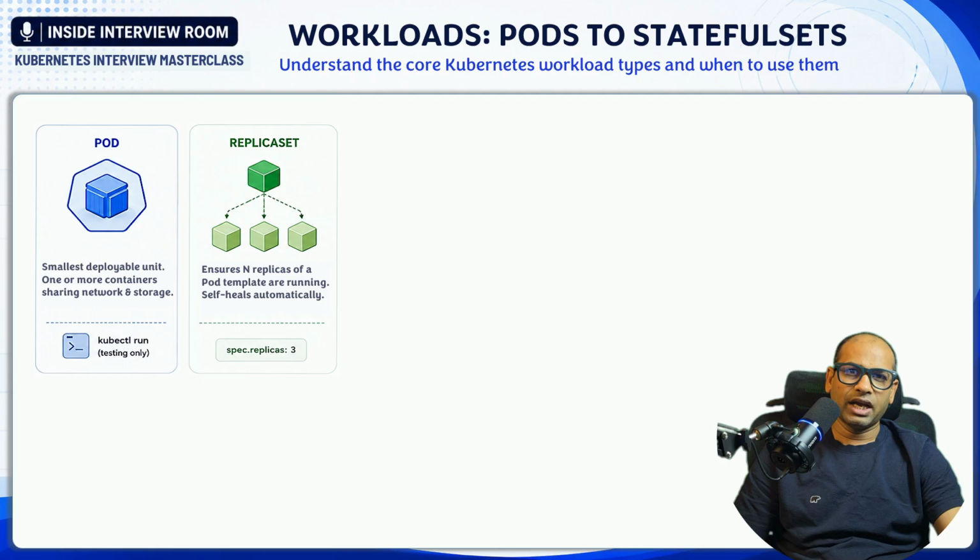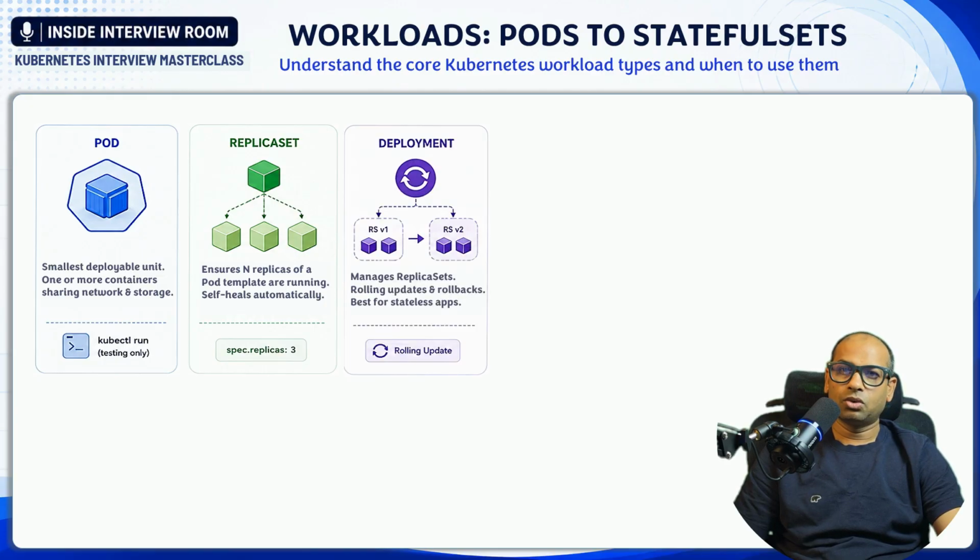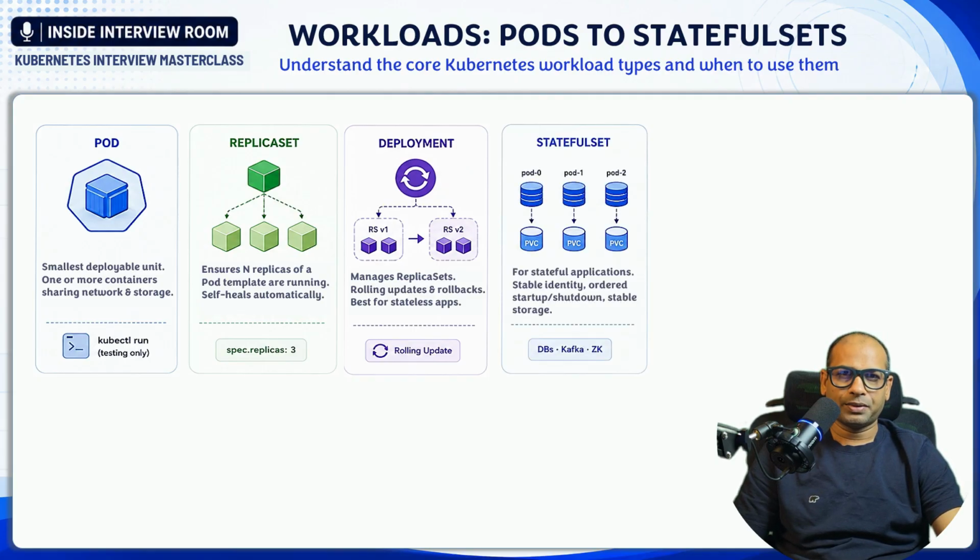ReplicaSet: it ensures N copies of a pod are always running and self-heals. Kill one, it makes another. But you rarely touch ReplicaSets directly either. Deployment, this is your workhorse. A Deployment manages ReplicaSets for you and gives you rolling updates and rollback. It's the right answer for anything stateless, web servers, APIs, workers, where any pod is interchangeable and you can replace them in any order.